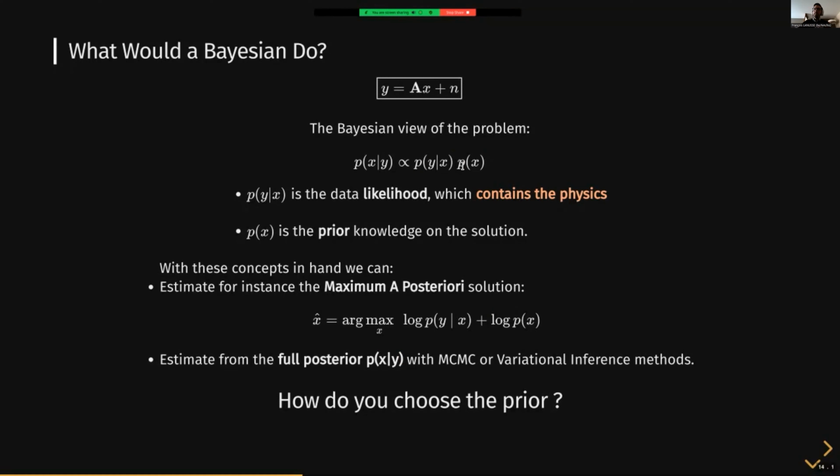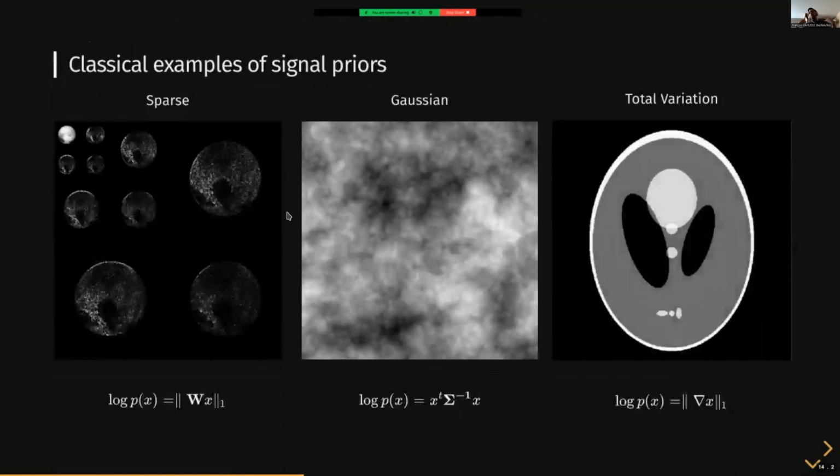So back in the days, the only way that you could solve this kind of Bayesian problem in a tractable way is to assume very simple signal priors. And so here I'm showing you a few examples of those signal priors. I'm going to focus here on this central one, the Gaussian prior, where you want to assume that the solution is Gaussian, and that you know the power spectrum for that solution. So that is what a Gaussian field would look like.